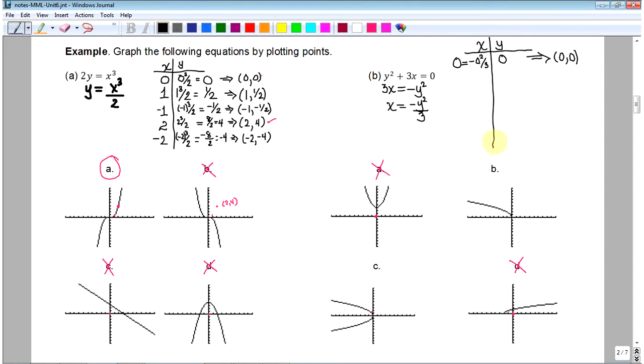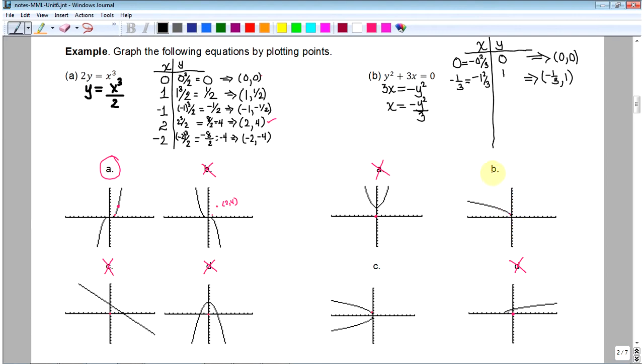So let's start off with a y value of, let's say, positive 1. When I plug that in, I get negative 1 squared over 3, which is negative 1/3. So we have the point negative 1/3, comma 1. Negative 1/3, comma 1 looks like it's located on both of our graphs, so we can't rule anything out yet. So why don't we next try a y value of negative 1.